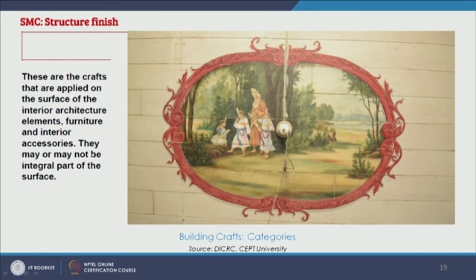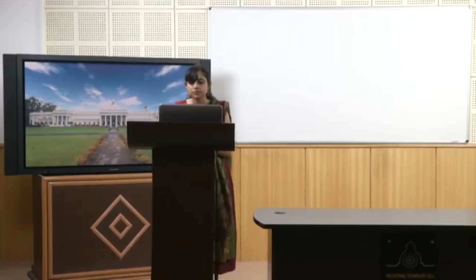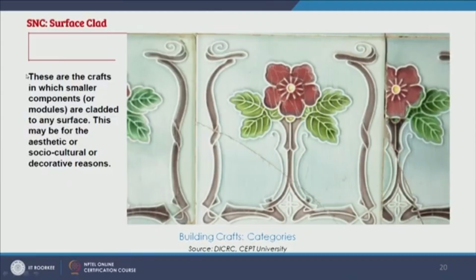They may or may not be an integral part of the surface. So they could be a part of the structure, but they are largely finish. They are not embedded within the structural system. They may not be the integral part of the surface on which they are attached. Then there is surface clad. These are the crafts in which smaller components or modules are cladded to any surface. This may be for aesthetic or socio-cultural or decorative reasons.